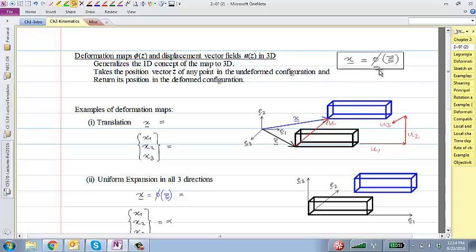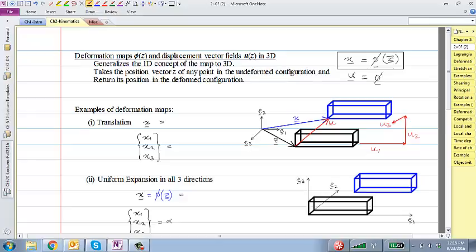All right. You might be familiar with something that is related to this deformation map. You might be familiar with something like the displacement field. So let me define displacement. You remember what displacement is? What is displacement of a point? Final position minus initial position, right?